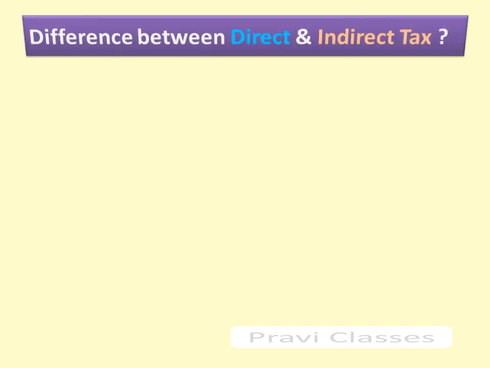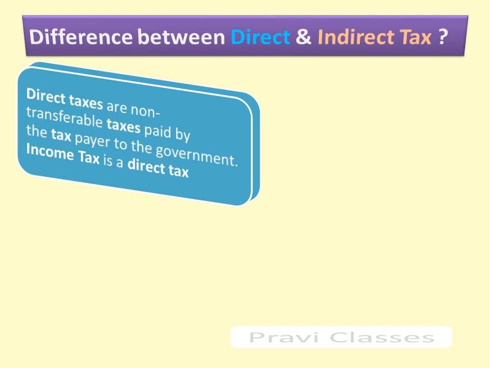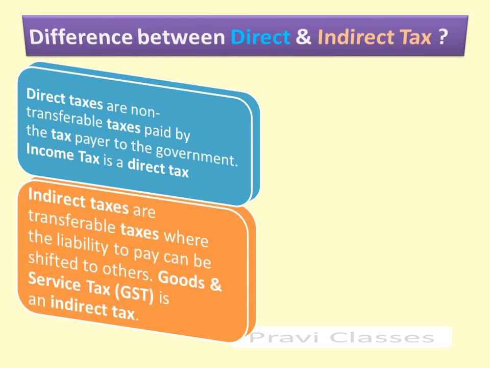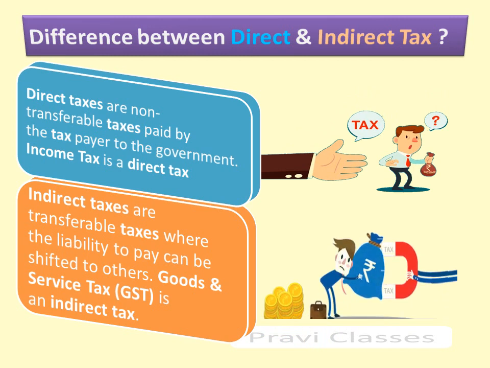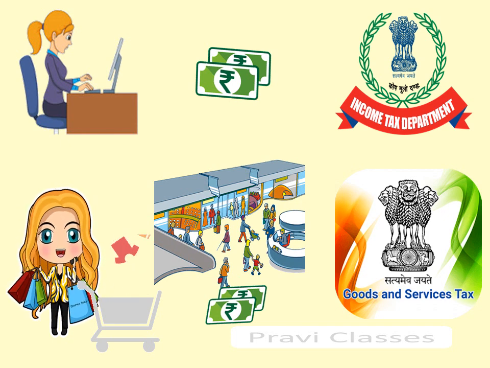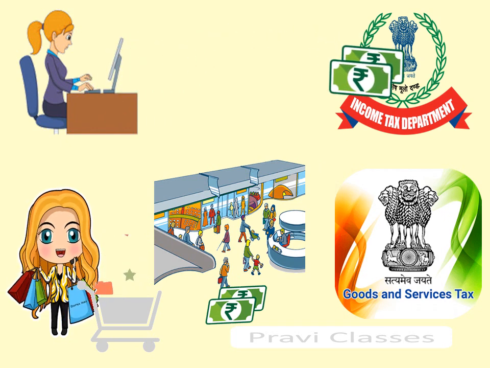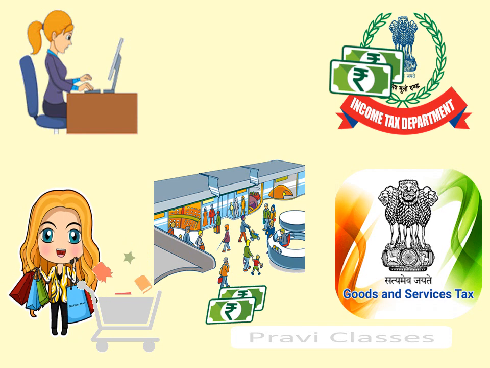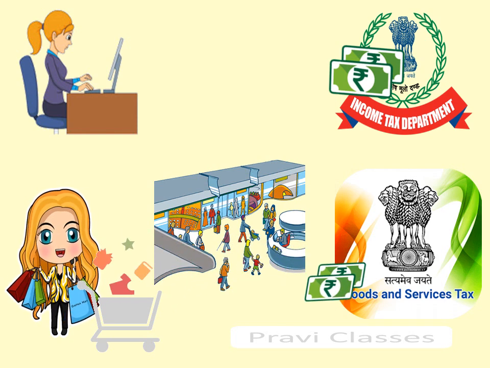Difference between direct and indirect tax. Direct taxes are non-transferable taxes paid by the taxpayer to the government. Income tax is a direct tax. Indirect taxes are transferable taxes where the liability to pay can be shifted to others. Goods and service tax, that is GST, is an indirect tax. Here, the taxpayer directly deposits the tax to the government. Whereas, in the next scenario, the money is transferred to the mall and the mall pays it to the government.